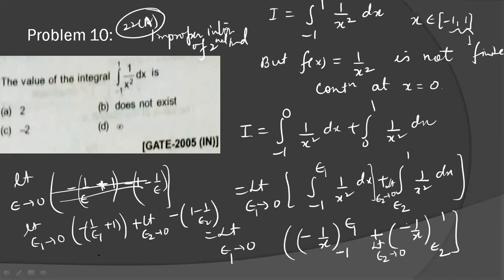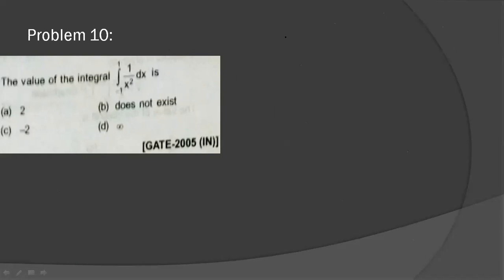As epsilon 1 and epsilon 2 tend to infinity, it is tending to infinity. As epsilon 1 and epsilon 2 tend to 0, this integral tends to infinity. Or, another technique: because both are 0, you can think both are the same, but here it is the left hand limit, and here it is the right hand limit. So another way to write this integral is like this.